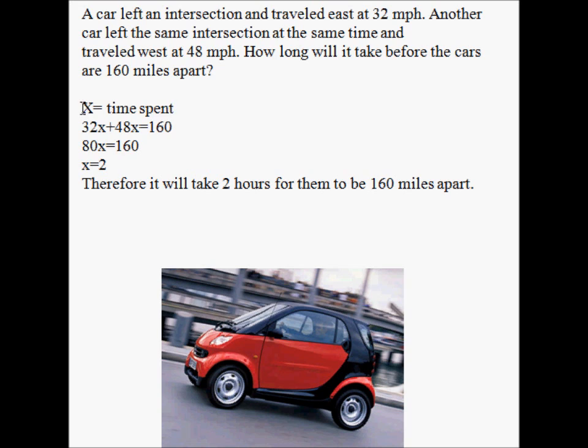So you set x to the time spent, and since the one that traveled east went at 32 miles per hour, you put 32x, and the other one traveled at 48, so you put 48x. And then you set it equal to 160 because that's how far apart they are.